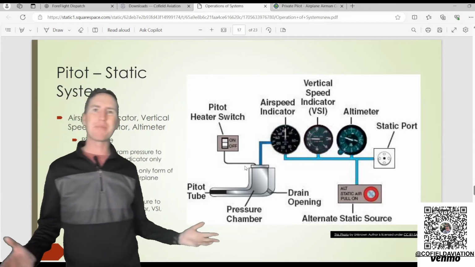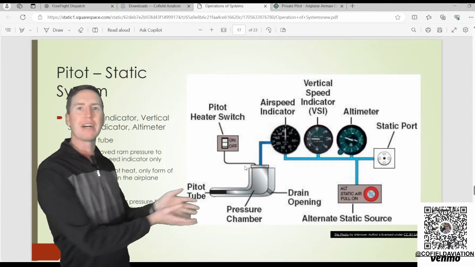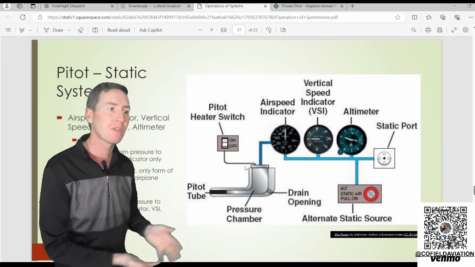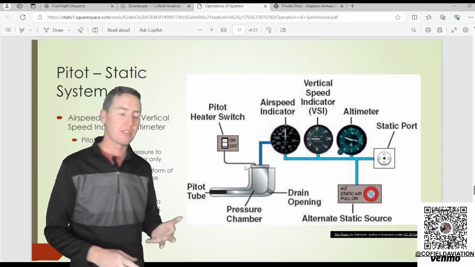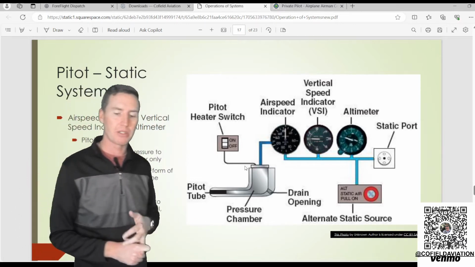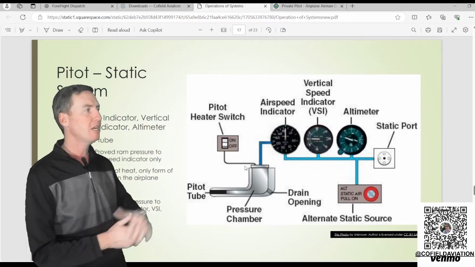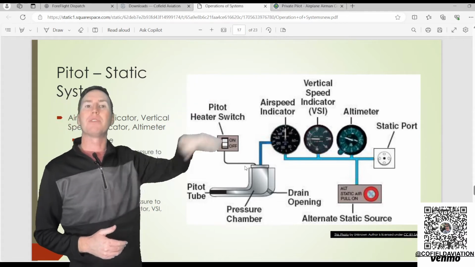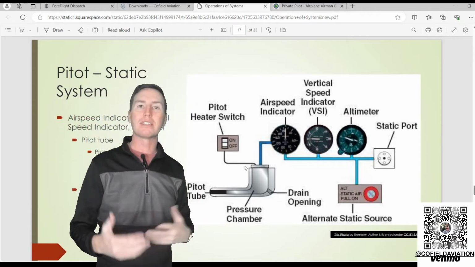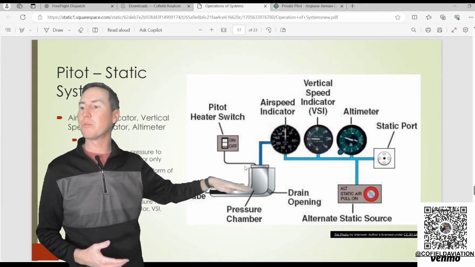So simply what the static port does, it's a very, very simple system, is it just measures the outside air pressure, okay? And we know from performance and limitations and from operation systems part 1, we talked about engine power and how ours is normally aspirated. When we start climbing, go up in the atmosphere, the air gets less and less pressure, right? So that's what the static port does, it's just reading the differential in pressure.